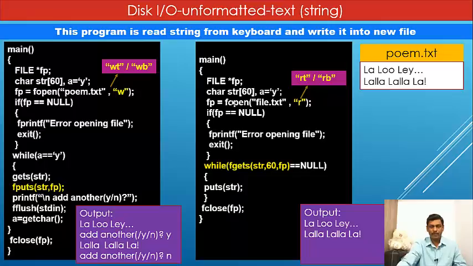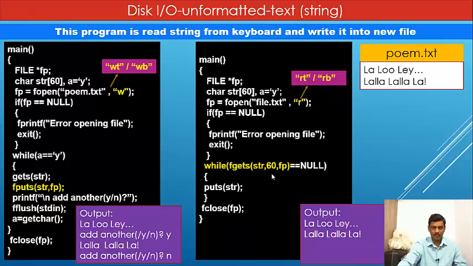If fp equal to NULL, that is, if there is a file opening error, it will return NULL. Then it compares, the condition is true, it prints error opening file and terminates the program. If the file is open, it's not file.txt, it is poem.txt. This is also a typing error. We open the poem.txt file in r mode. If it is open, the address is stored in fp.